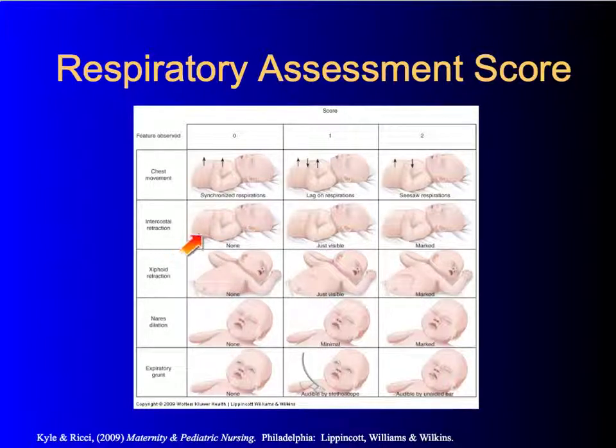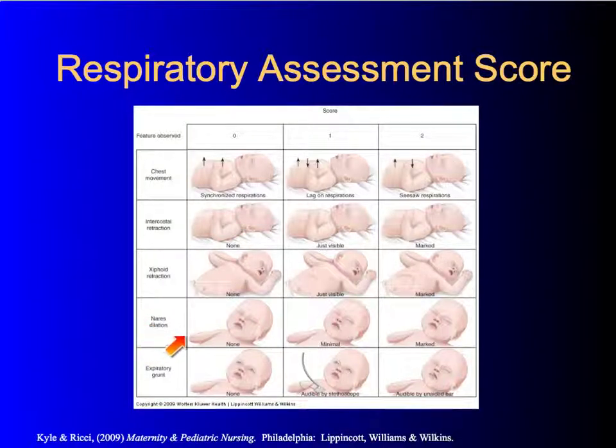Then you would have intercostal retractions. So if there are no intercostal retractions, that's a 0. If they're just visible, that's a 1. And if they're marked, that's a 2. Looking for a xiphoid retraction, that's a retraction that's also called substernal. And if it's none, just visible or marked, you can kind of see it on the baby, and the video clip that you just saw should show you.